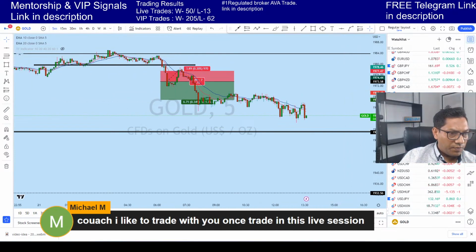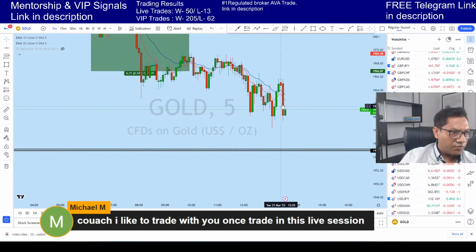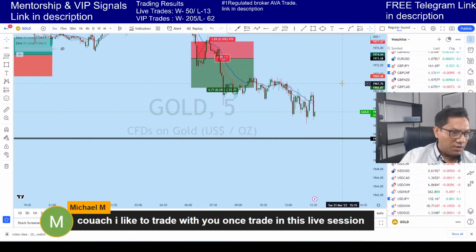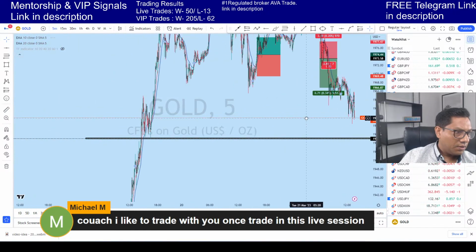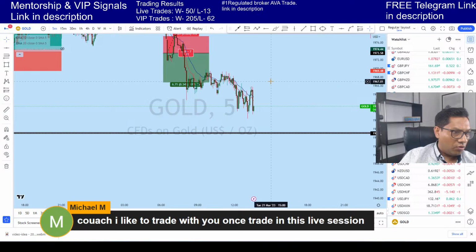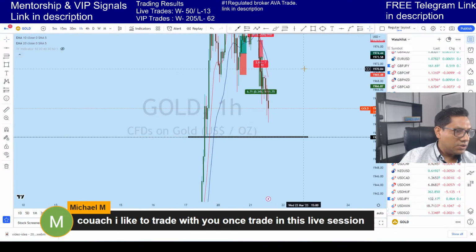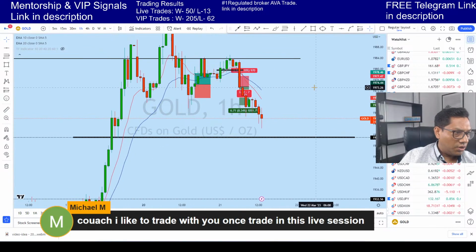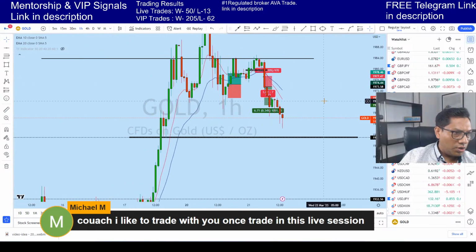From the 5 minutes we see that this structure is forming, a bearish structure. So the price action is still bearish on the lower time frame. We'll be waiting for the price action to develop bullish. Once it is bullish, we'll be looking for a buying opportunity.